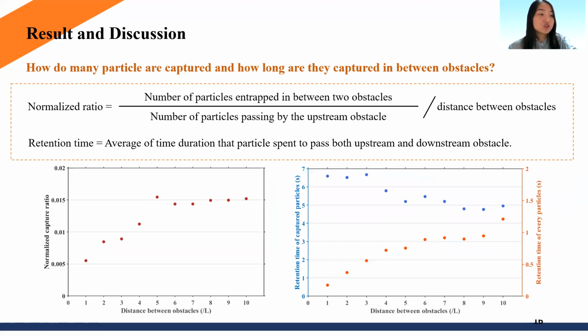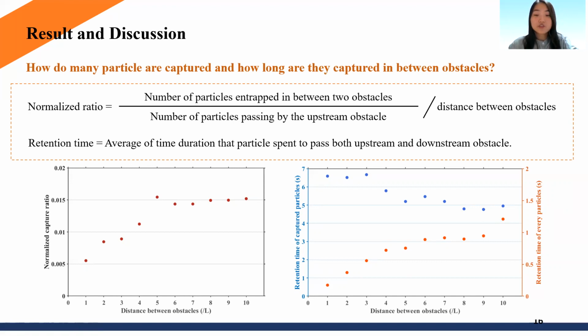So how would we be able to quantify the effect of obstacle spacing on the transport of particles? Here we suggest two possible indices, normalized capture ratio and retention time. As you can see from this left figure, particles are being more captured in between obstacles as spacing increases until 5L, and then it starts to converge. Interestingly, this 5L is the point when particles start to circulate in between two obstacles, from the previous slide.